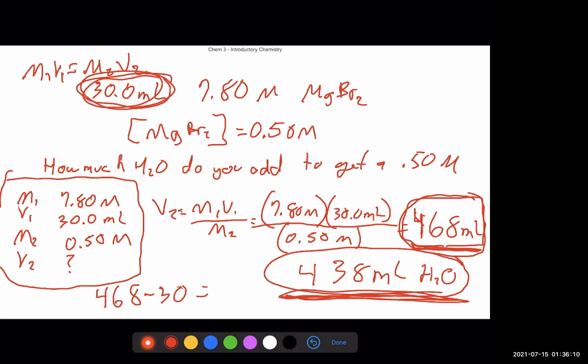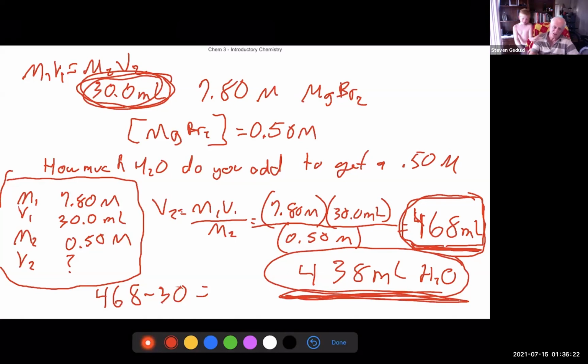All right, second part, 11.2. We are talking about electrolytes. We already talked about electrolytes before, how they dissolve in water.